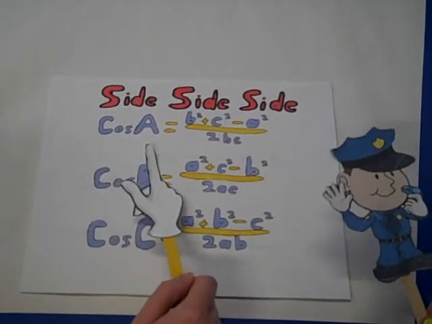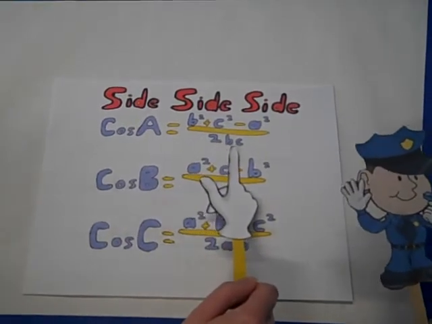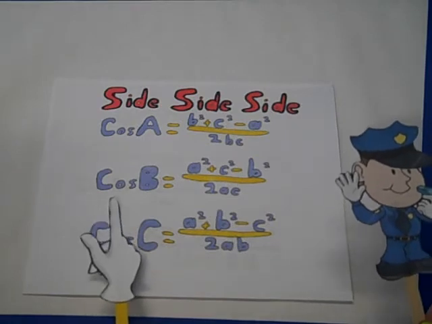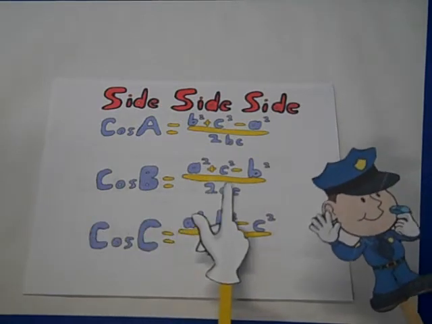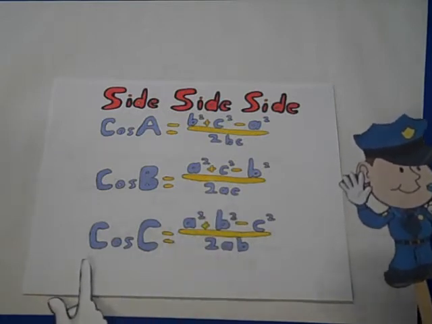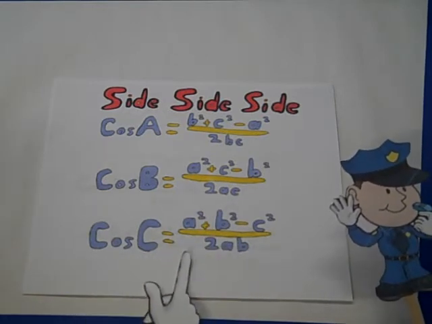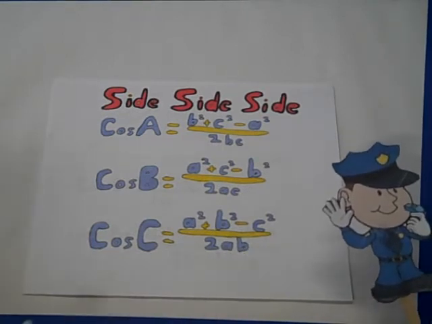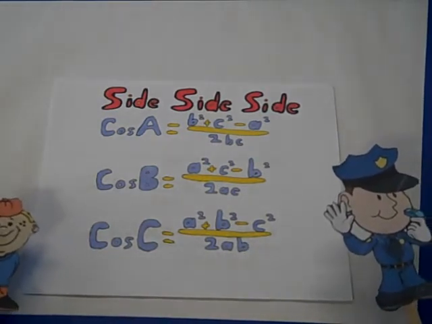Cosine A equals B squared plus C squared minus A squared over 2BC, or cosine B equals A squared plus C squared minus B squared over 2AC, or cosine C equals A squared plus B squared minus C squared over 2AB. But how do I use these equations?